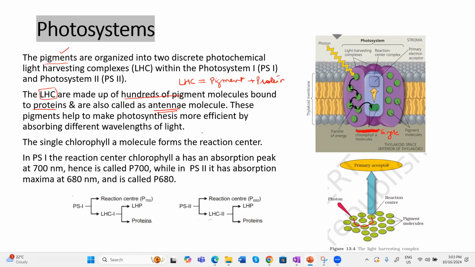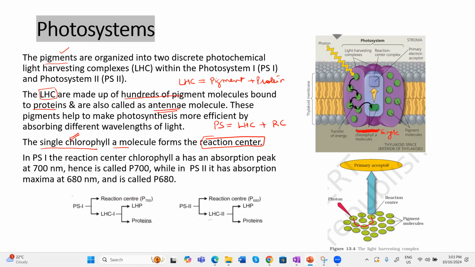Then one reaction center is there. Okay, reaction center. Only a single chlorophyll A molecule is present in the reaction center. So photosystems are the ones which have two things: they have a light harvesting complex and they have a reaction center.